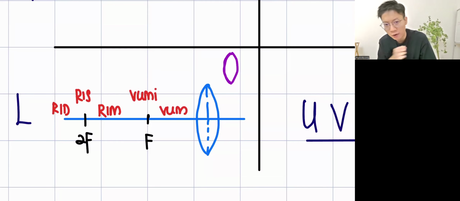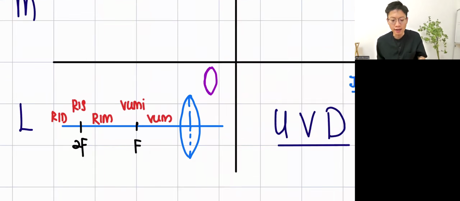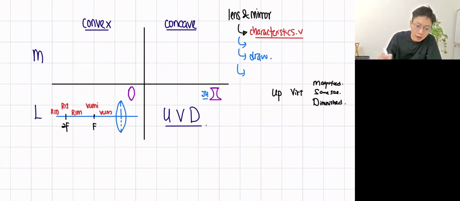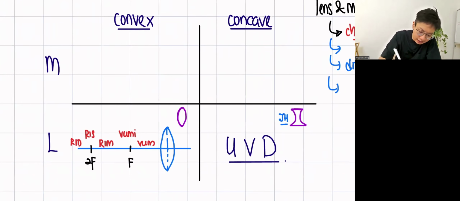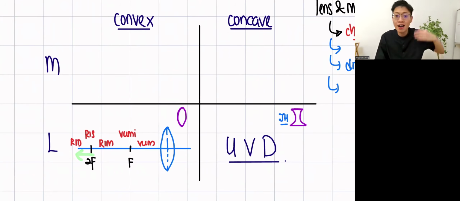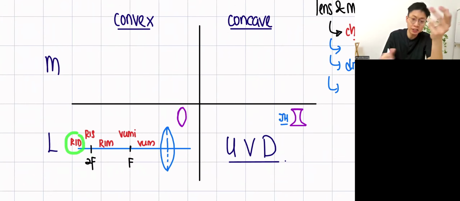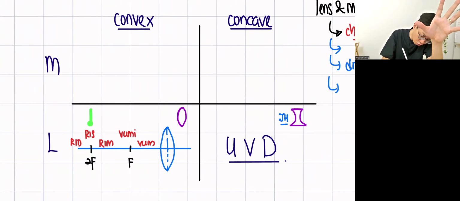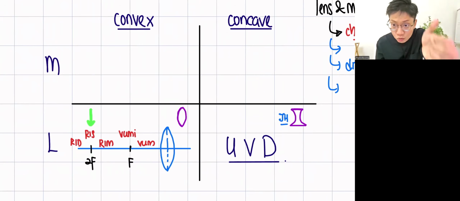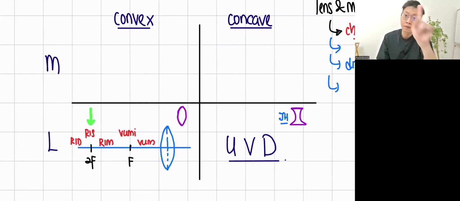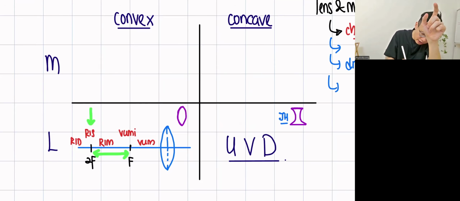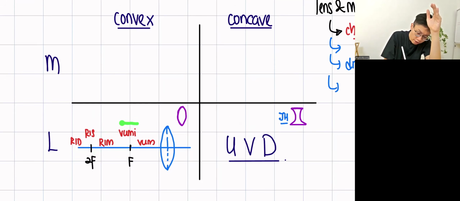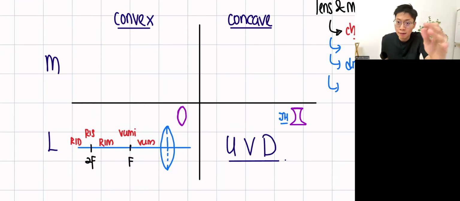Vumi and Vum. What is rim, Vumi, and Vum? For people who want to copy, you can copy this first. I will explain to you. In our convex lens, if your object is put very far away from 2F, you will form this image known as real inverted diminished. If your object is at 2F, you will form real inverted same size. If your object is between 2F and F, you will form this thing called real inverted magnified. And if your object is in front of F, you will form virtual upright magnified.